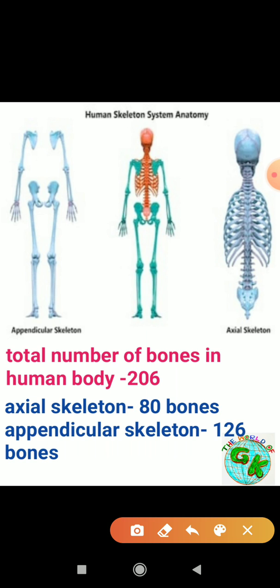So total bones in human body is 206. 206 bones are there in human body. Axial skeleton composed of 80 bones. Here you can see axial skeleton composed of 80 bones. This one is axial skeleton. And appendicular skeleton composed of 126 bones. This one is appendicular skeleton composed of 126 bones.